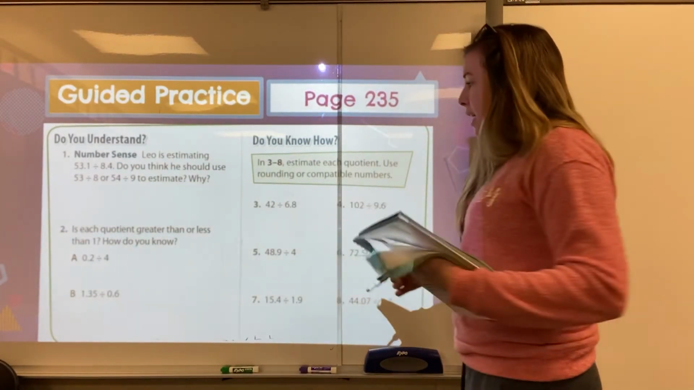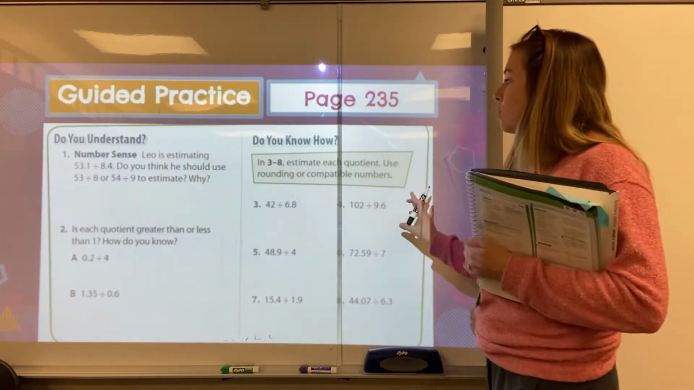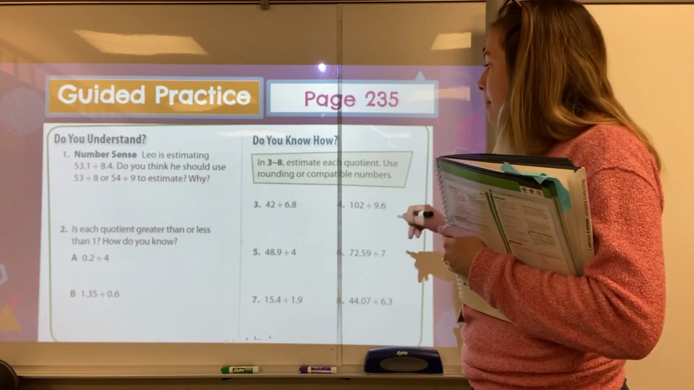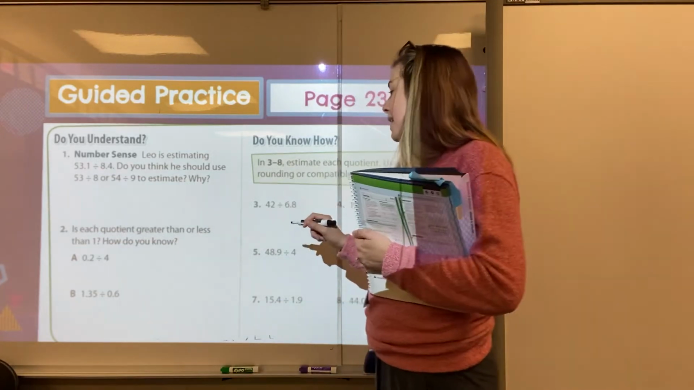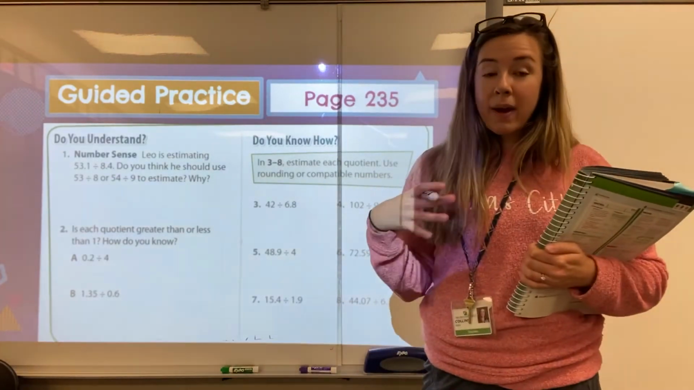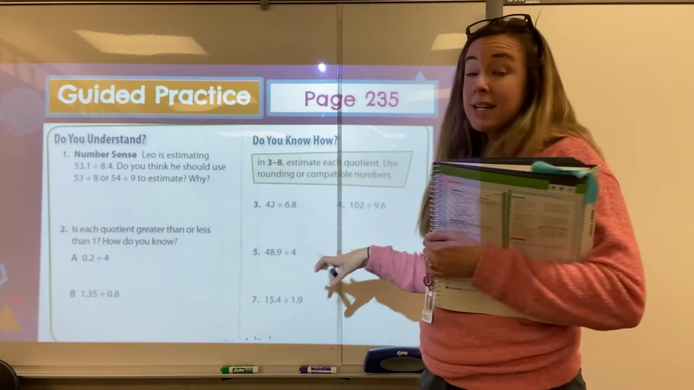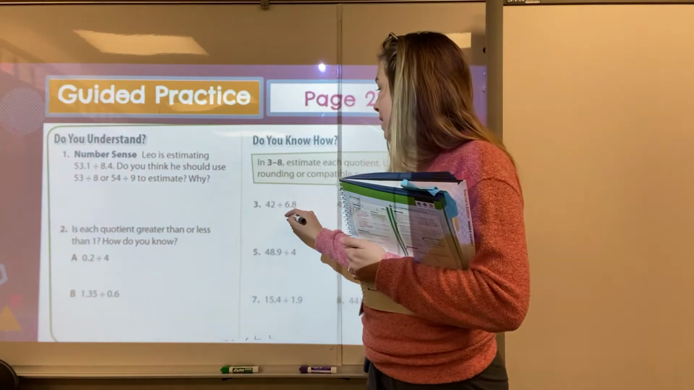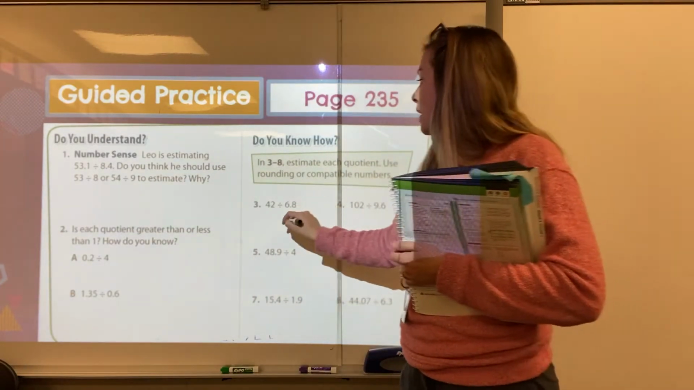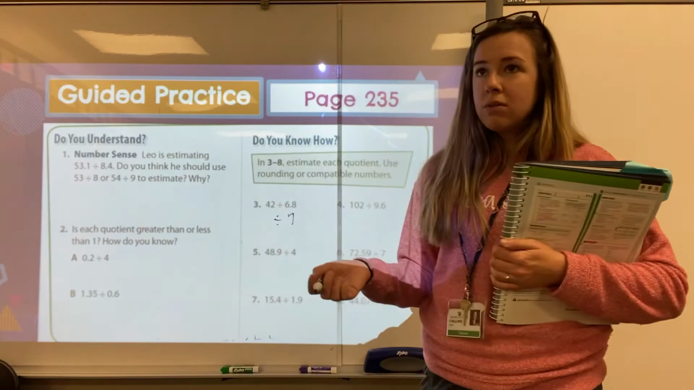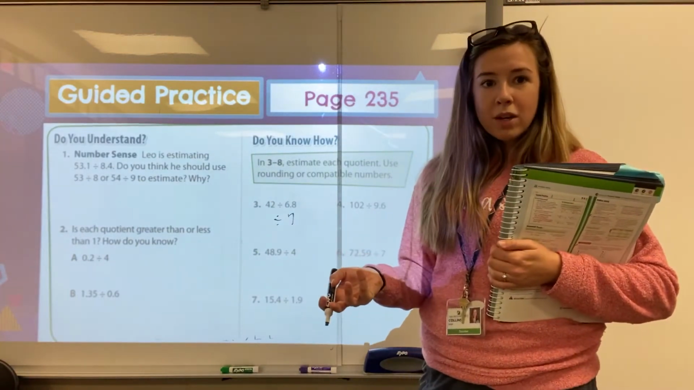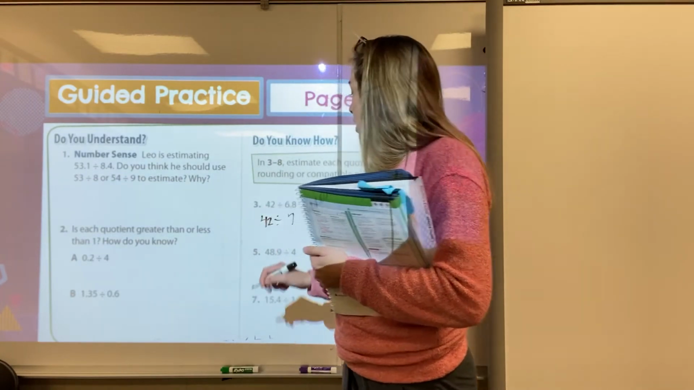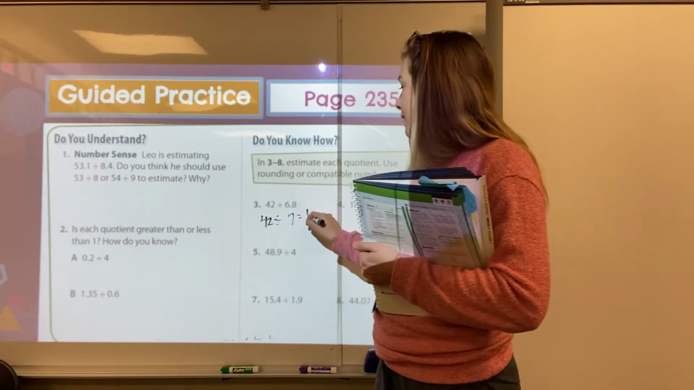Okay, so then we are going to use estimation or compatible numbers to solve these problems. So we have 42 divided by 6 8/10. Well, I always like to round the smaller numbers first. So looking at my divisor over here, 6 8/10, that's awfully close to 7. So then if I look at 42, I can ask myself, does 7 go into 42 evenly? Yes, it does. So I'm going to leave my 42 alone. And if I do 42 divided by 7, I'll get 6.